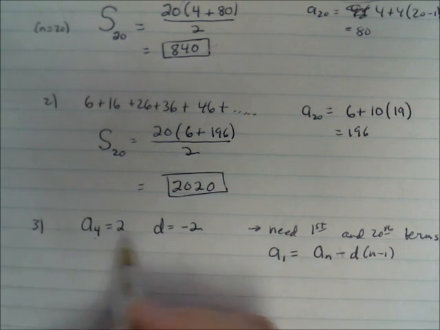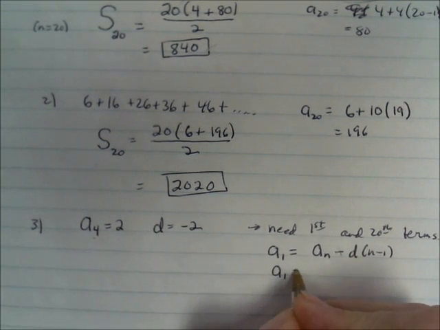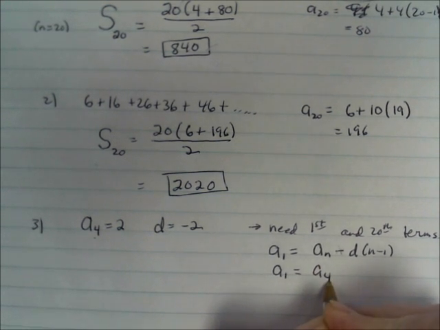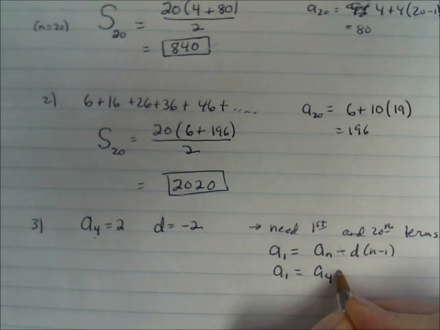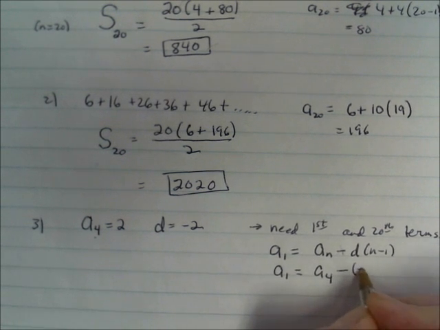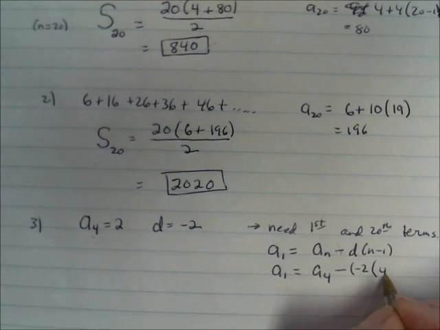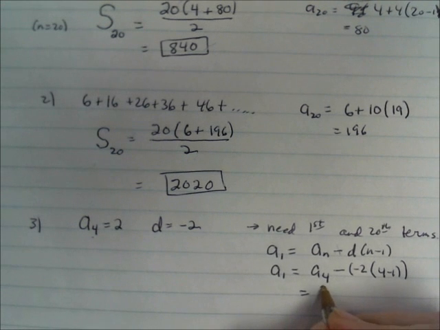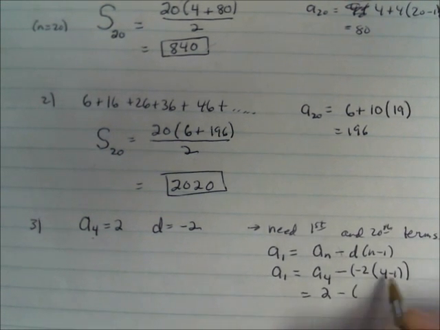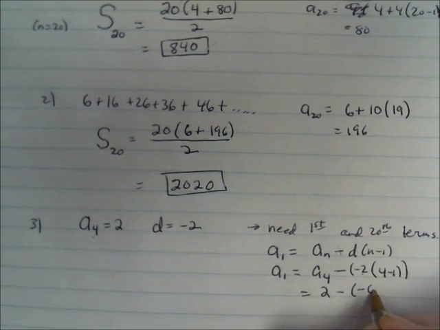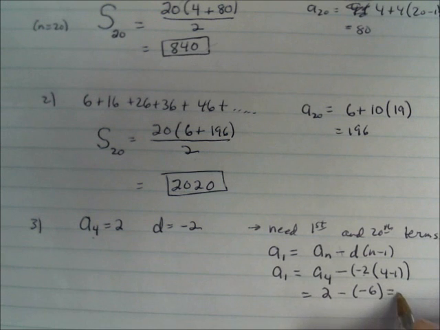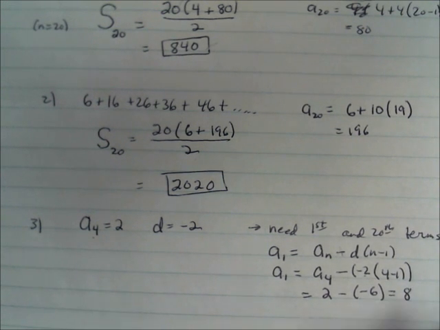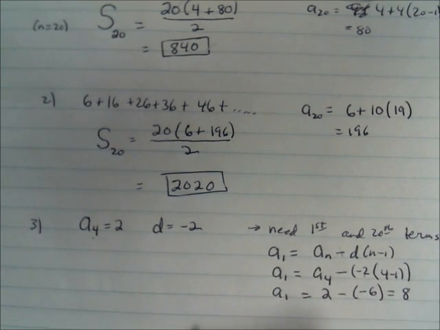So since we know the 4th term, we can figure out the first term because it is the 4th term minus, now d is negative 2, and n is 4. I told you the 4th term was 2. Negative 2 times 3 is negative 6, and 2 plus 6 is 8. So the first term is equal to 8.